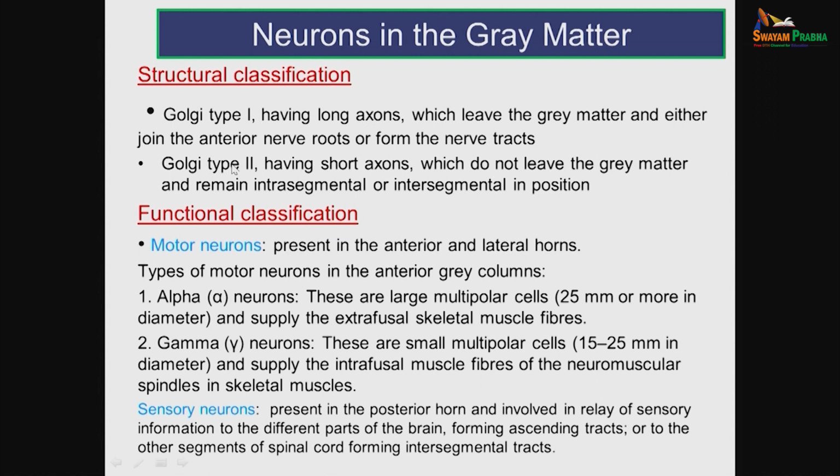The only difference is that type 1 has got long axons, they leave the grey matter. Golgi type 2 have short axons, they are present within the segment, that is intrasegmental, or it can be intersegmental. So, that is Golgi type 1 and type 2. Functionally, if you classify, you can divide the neurons in the grey matter as motor neurons and sensory neurons.